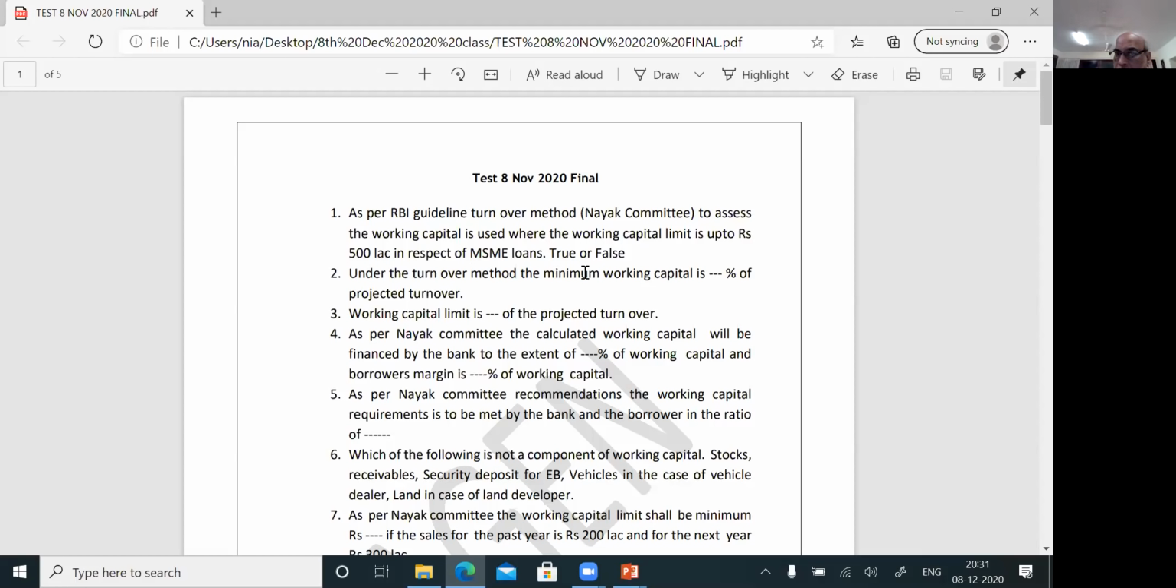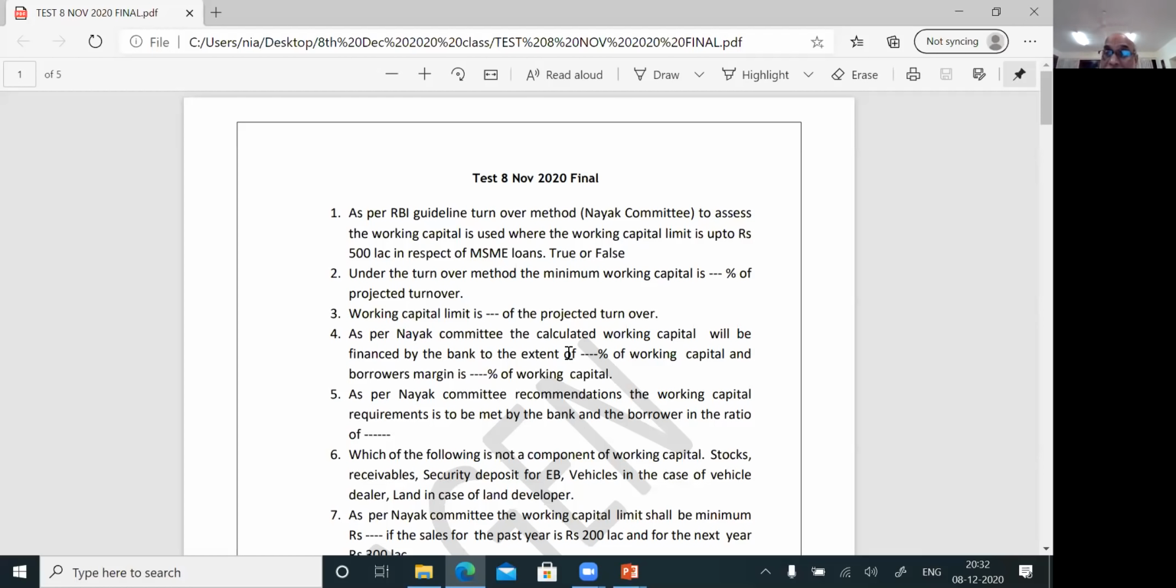Under the turnover method, the minimum working capital is 25% of the projected turnover. Question number 3. Working capital limit is 20% of the projected turnover, which we saw in the PowerPoint. Point number 4. As per Nayak committee, the calculated working capital will be fine. So here, in the first two things, they have given the projected turnover. They asked you how much working capital, how much loan component. So you told 25% and 20%.